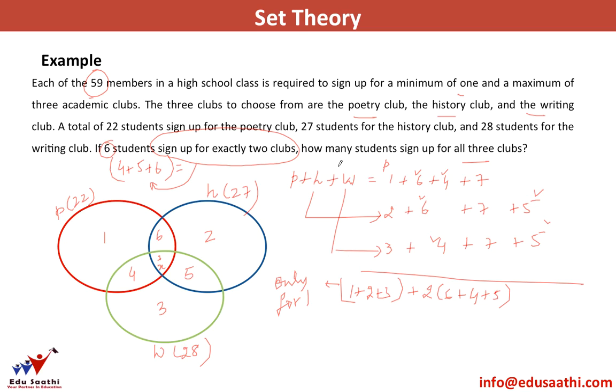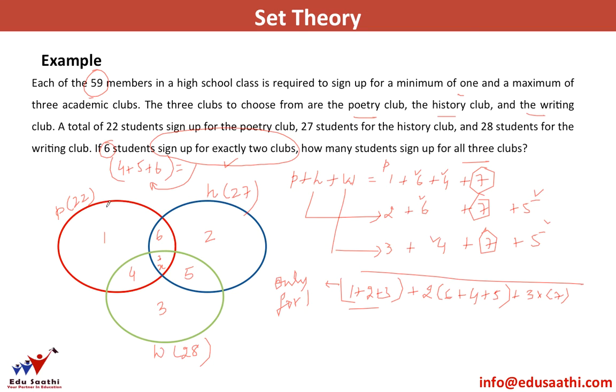So in other words, when I'm counting P plus H plus W, I'm counting just once the number of people who've signed for only one club. I'm counting 2 times the number of students who've signed up for exactly 2 clubs. And when you count 7, 7 occurs 3 times. So I have 3 multiplied by 7. So I am counting 3 times the people who've signed for all the 3 clubs.